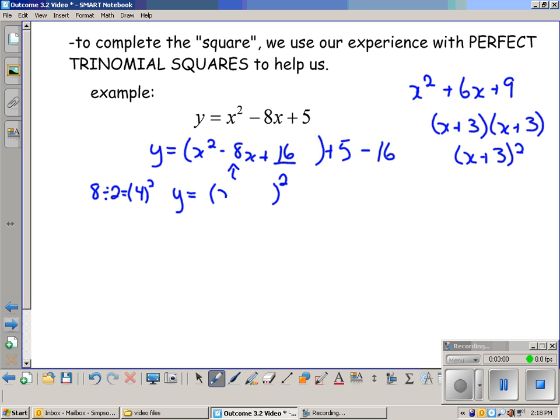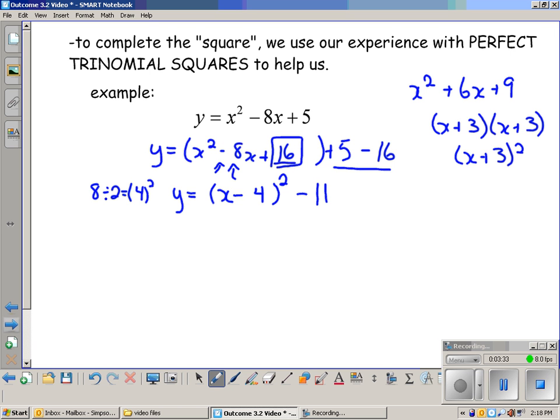Those factors are going to be x. Our sign comes from the sign in front of our x term in the line above, so it's going to be minus. And the second term comes from the square root of this term that we added in. So the square root of 16 is 4. Outside of the brackets, we're going to combine these two terms. 5 take away 16 is negative 11. We now have our quadratic function in vertex form.